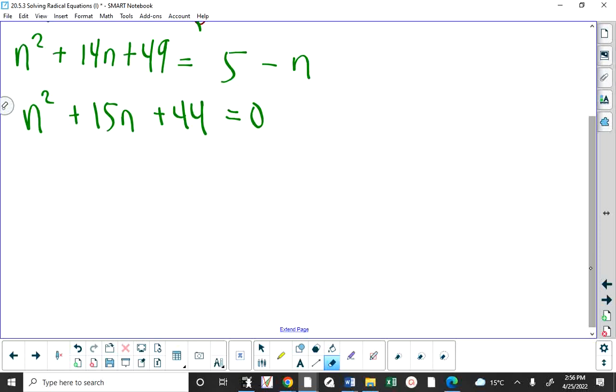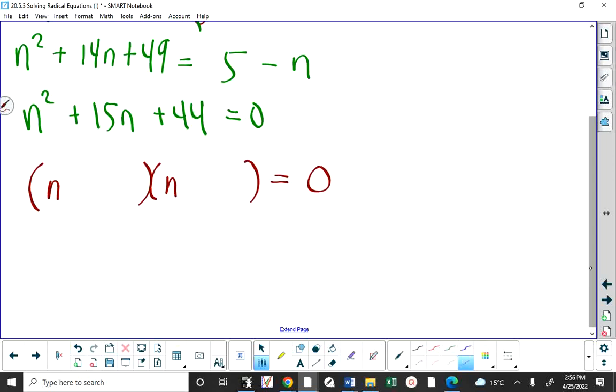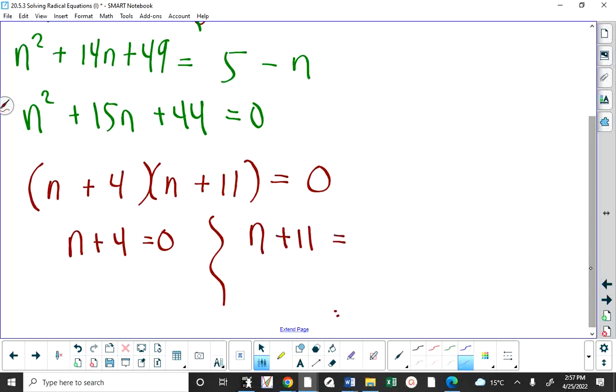So this is factorable into n and n. What two numbers multiply to give 44 and add to give 15? That would be 4 and 11. That means n plus 4. Now comes the grade 3. N plus 4 equals 0. You got a really bright grade 3 student who understands negative numbers. N plus 11 equals 0. So n is equal to negative 4. N is equal to negative 11.